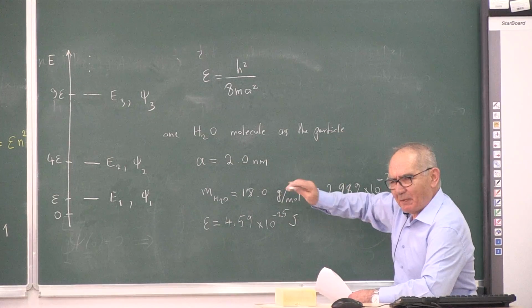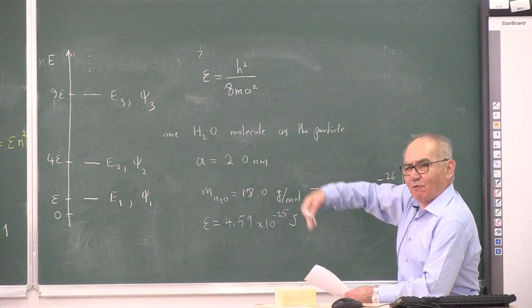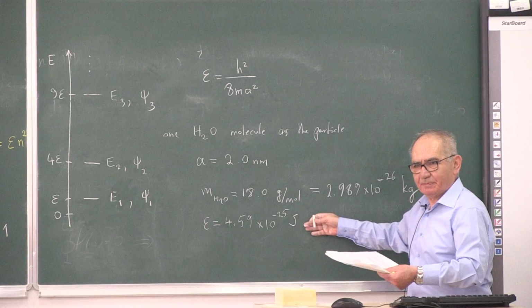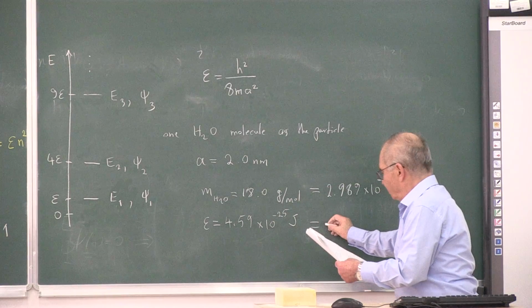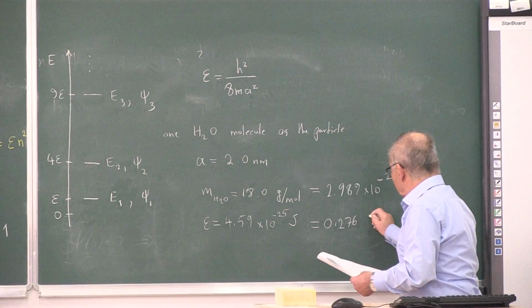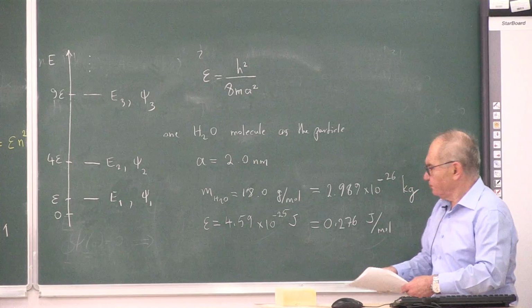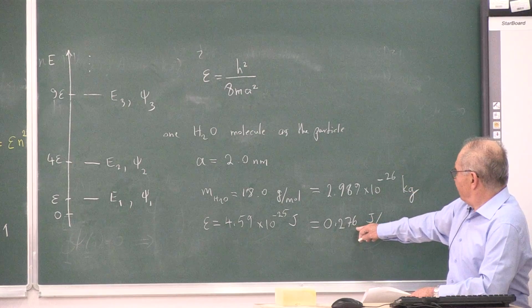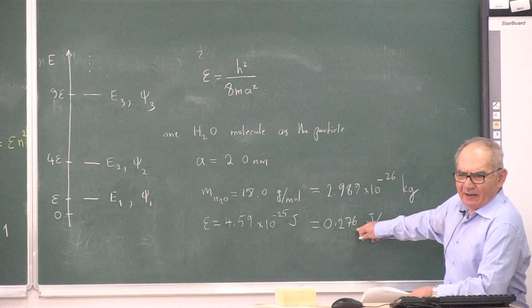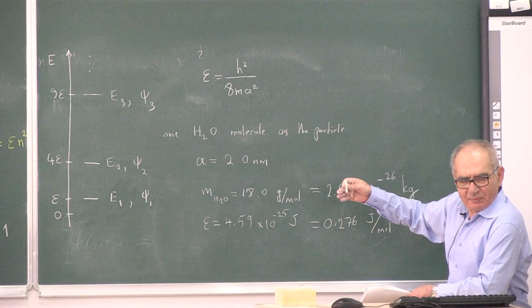To make it more familiar, let us express this number as joule per mole. How do I do it? Multiply it with Avogadro's number. This is 0.276 joule per mole. You see that with this unit, joule per mole, this is not a very small number. It's a significant number, isn't it?